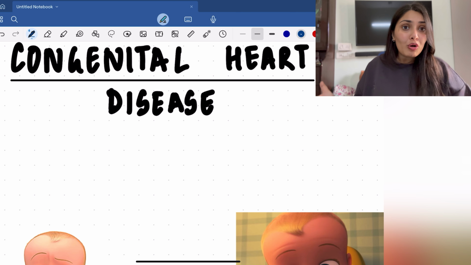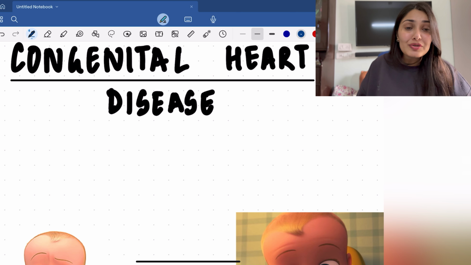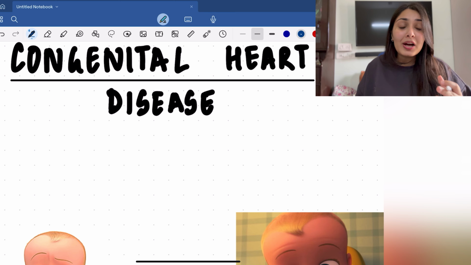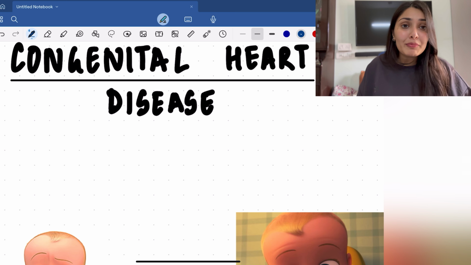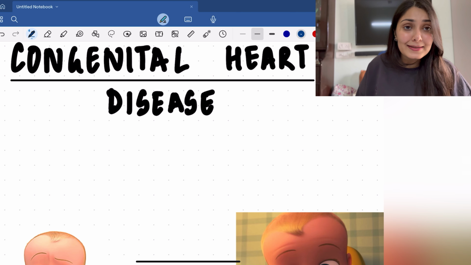We all know the normal anatomy of the heart. We have two ventricles, right ventricle, left ventricle. We have two atria, right atrium, left atrium, the valves in between them, right? If there is any structural malformation with respect to this normal heart since birth, this would fall under this broad umbrella term of congenital heart diseases, right?